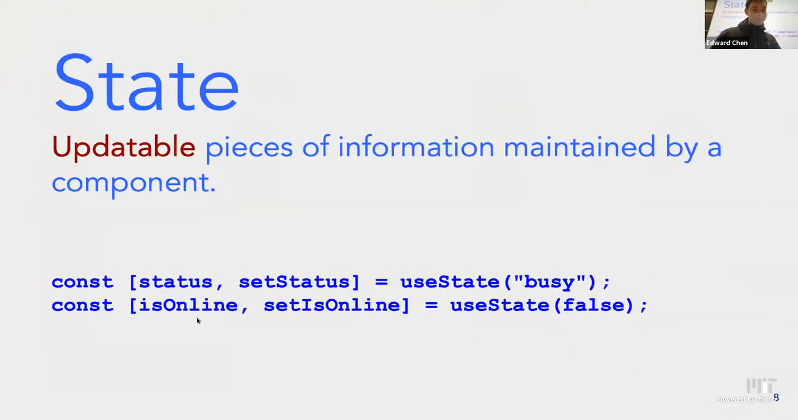Okay, and this is the syntax for creating a state variable. We're going to come back to this later. In this particular example, we can create a state that's status and show whether the user is busy or not. We can create a state called is online and give it a Boolean, like a true or false, whether the user is online or not.